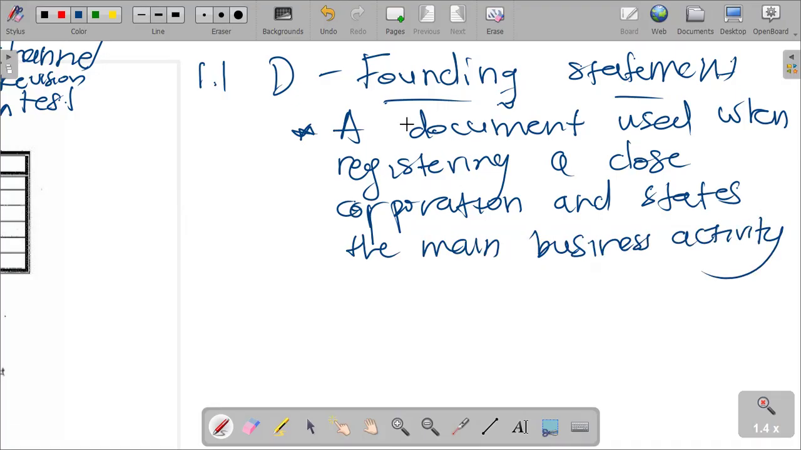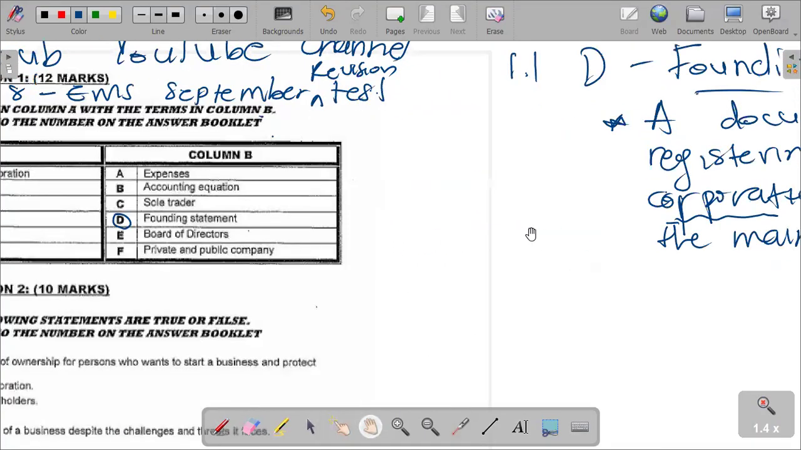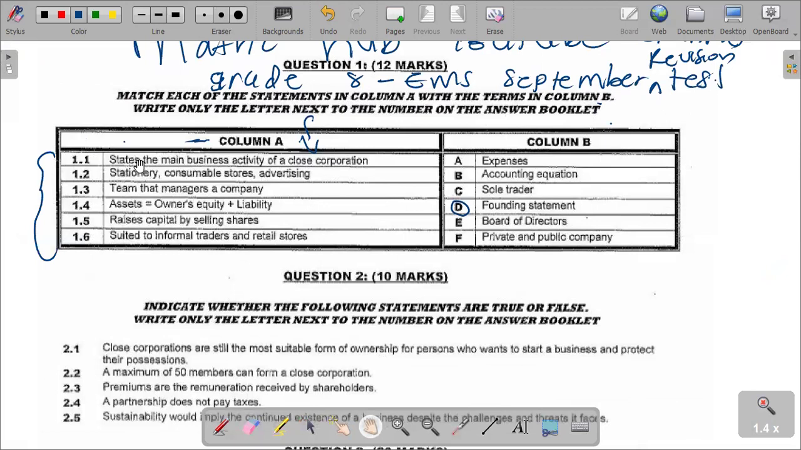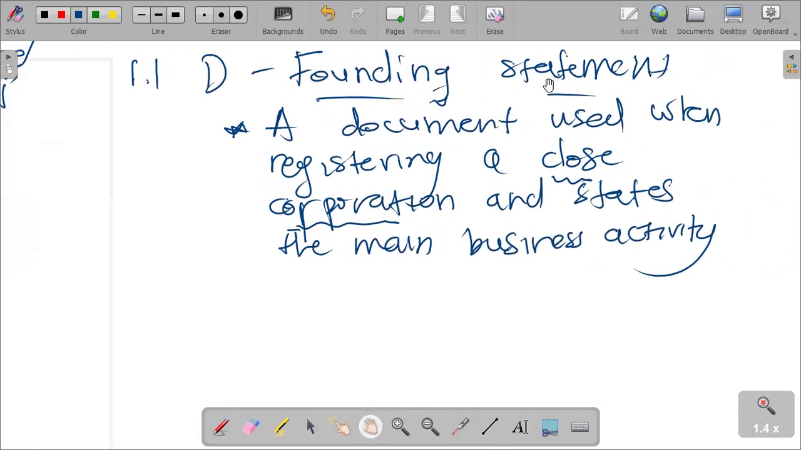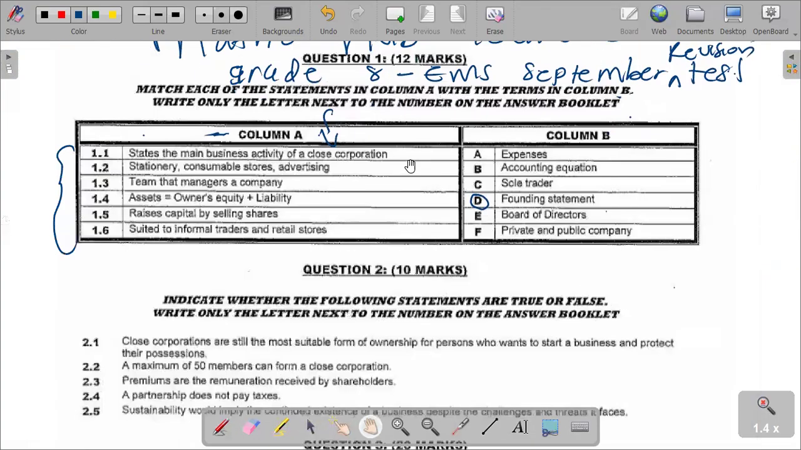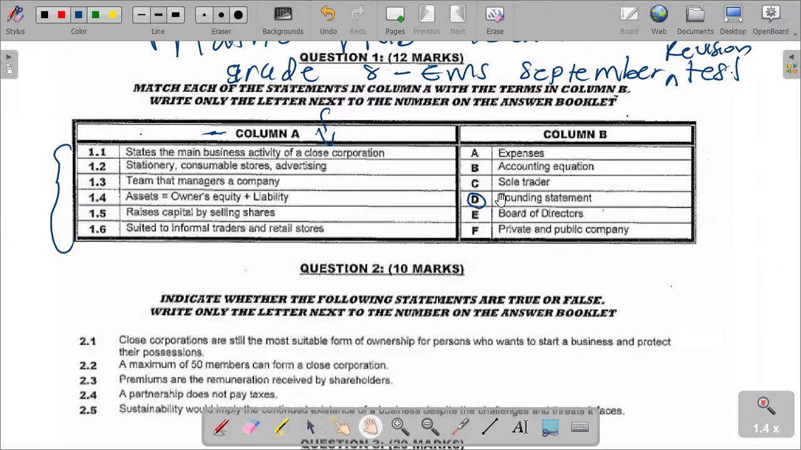So a founding statement is a document used when registering a closed corporation. This is part of your types of ownership. It's used when registering a closed corporation, and it states the main business activity. So let's go back to 1.1. What does 1.1 say? It says it states the main business activity of a closed corporation. So when you look at the definition of a founding statement, it matches 1.1. Hence, 1.1 will be D.